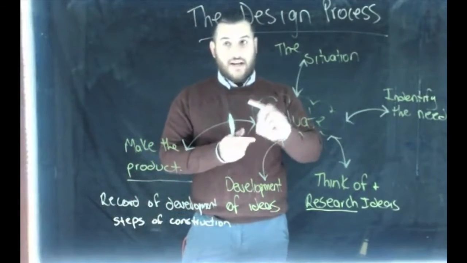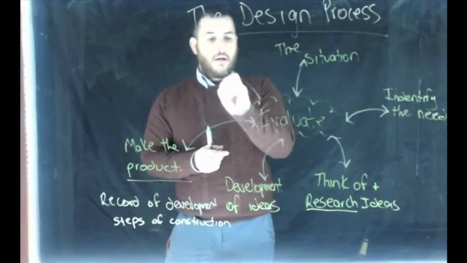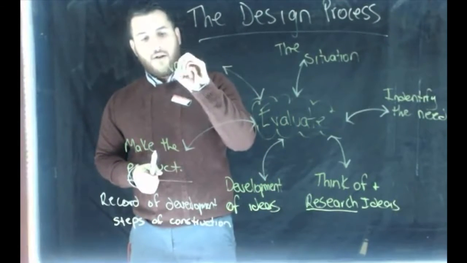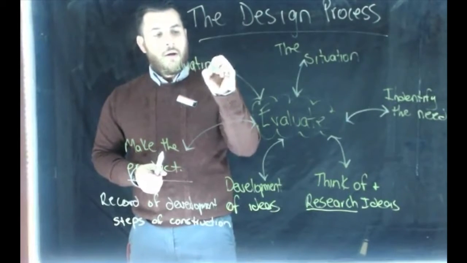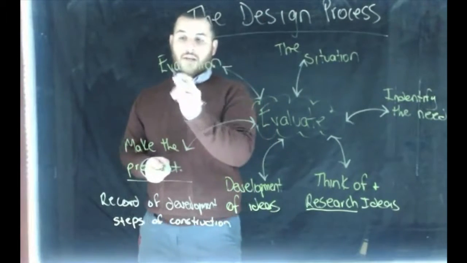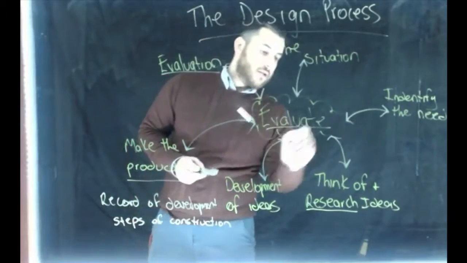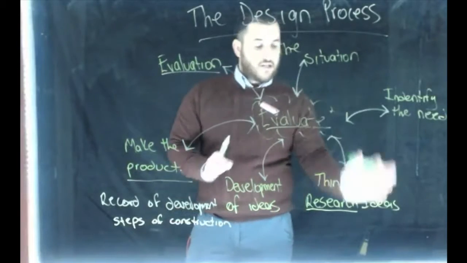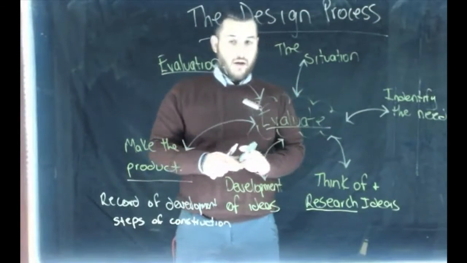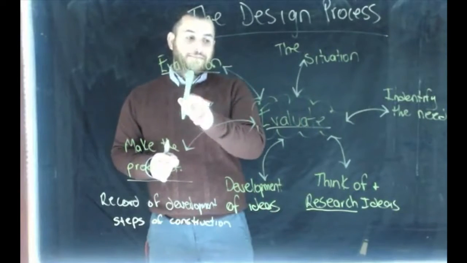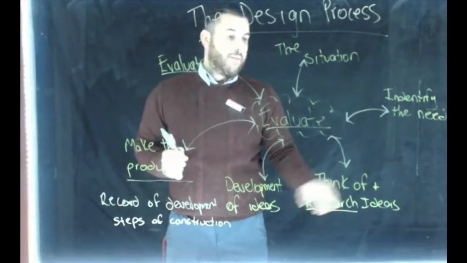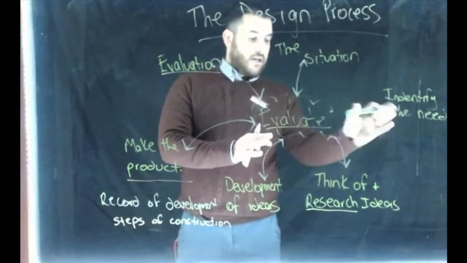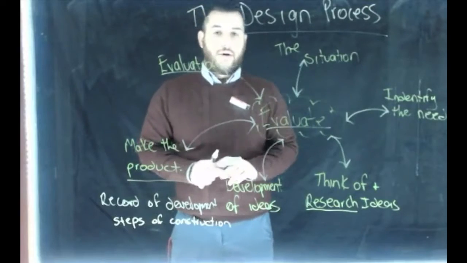Once that section's done, we have evaluation again. The difference between this evaluation and this evaluation is that this one is at the center, so we're evaluating each section. Each section gets evaluated. This evaluation here, you're evaluating the entire project at once. So you're not only evaluating each section individually, you have to do an overall evaluation.